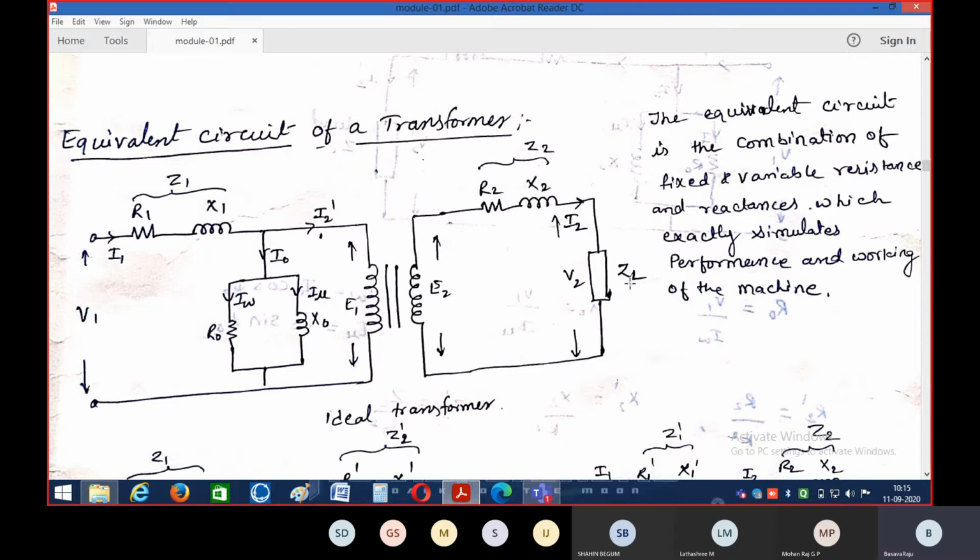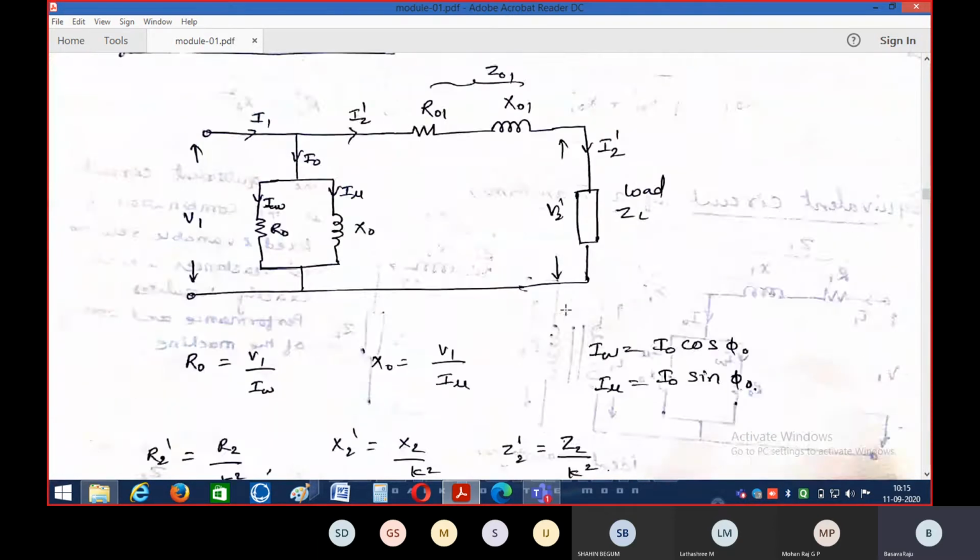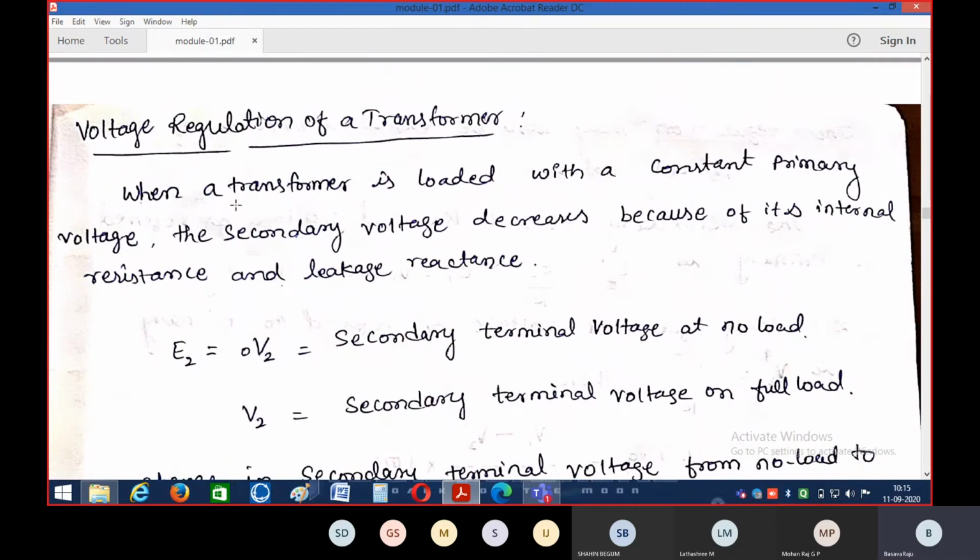So during the no load condition, there is no load placed on the secondary winding. There will be no load current flowing through the load, and simultaneously the corresponding voltage drop across the resistance as well as the reactance becomes 0. That is what I am explaining here. If you study this, we come to know that when a transformer is loaded with a constant primary voltage, the secondary voltage decreases because of its internal resistance as well as the leakage reactance. So if there is no load, then there is no voltage drop.